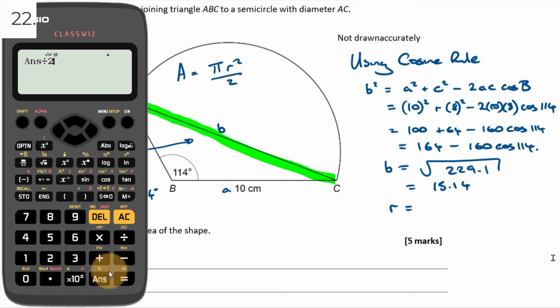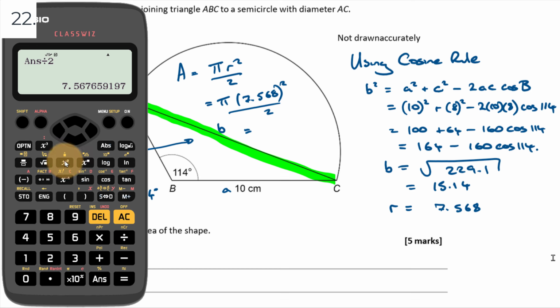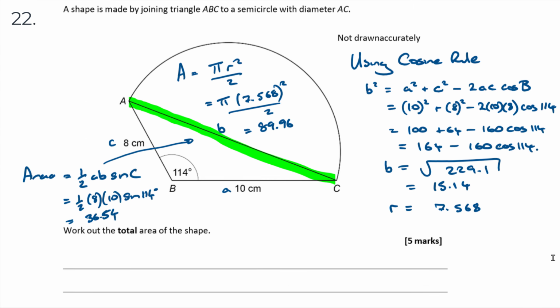It's going to be divided by 2, so that's 7.568. Okay, and now we can find the area of the semicircle then, can't we? So the area of the semicircle is going to be pi lots of 7.568 squared over 2, which is equal to, so that thing squared divided by 2 and times by pi. I make that 89.96. So then I've got the area of the semicircle, got the area of the triangle, so then the total area is going to be those things added together.